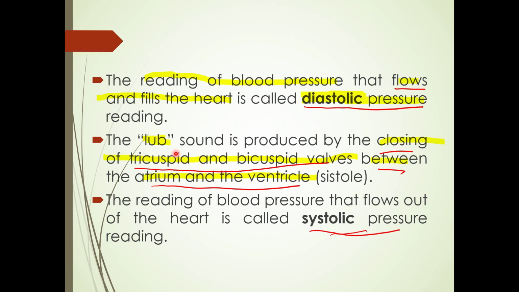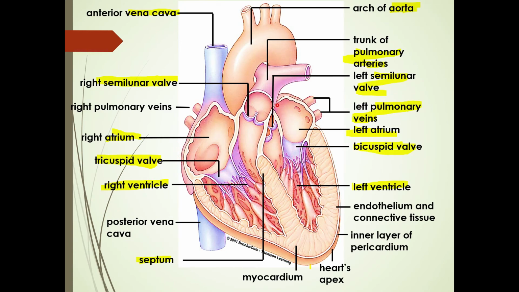Right. So now the semilunar valve will open. The tricuspid and the bicuspid will close. Just now the blood has already entered the ventricle, right? So this one will close, and the ventricle will contract.